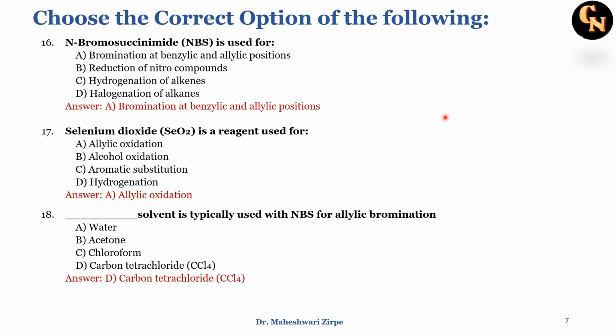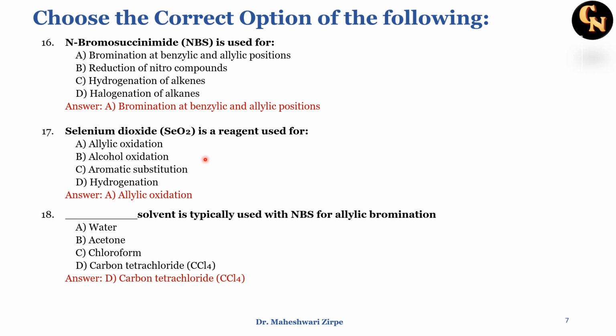Now the next one is N-bromosuccinimide, that is NBS, is used for dash. So NBS is used for bromination of benzylic and allylic positions. Bromination takes place at the benzylic or allylic position depending on the starting material.